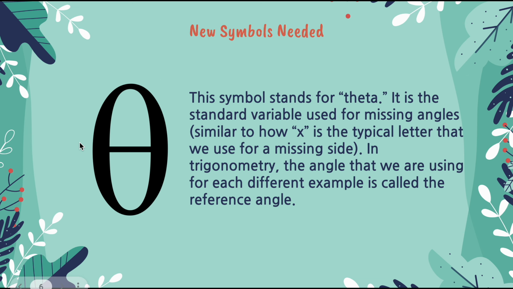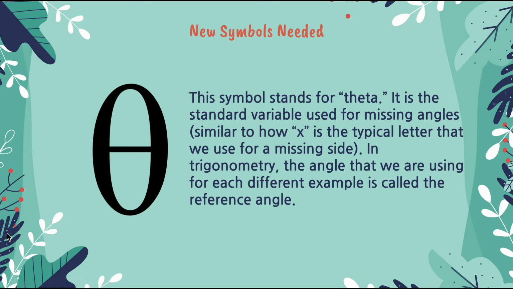Now, some new symbols for this unit. This Greek letter, it looks like a circle with a little line in the middle of it. That symbol stands for theta. That's how you say it. And what theta is, it's the standard variable that's used for missing angles. So you want to make sure you are filling this in your notes. There are blank spaces here. And again, theta is the standard variable that we use for missing angles.